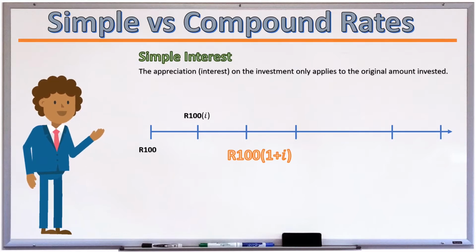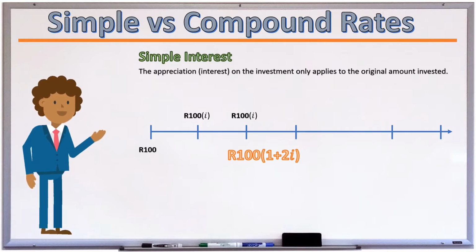If the investor chose to keep their investment in the account for another period, then after two periods, their investment would be worth the initial 100 Rand invested, plus the interest from the first period, which is equal to 100 times i, plus the interest from the second period, which is also equal to 100 times i, seeing as though for simple interest, one would only earn interest on the initial amount deposited. This leads to a final value of 100 multiplied by (1 + 2i).